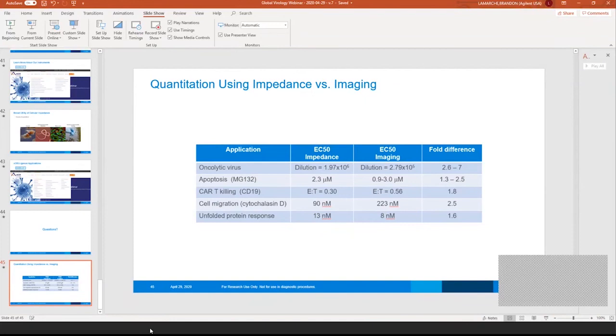Yeah, that's a great question. So when you make a change to the well, whether that's adding a drug that's in DMSO or adding virus, there are obviously two things happening. One is you're changing the composition of the medium, but then you're also having some sort of a change in the cell's health and behavior.